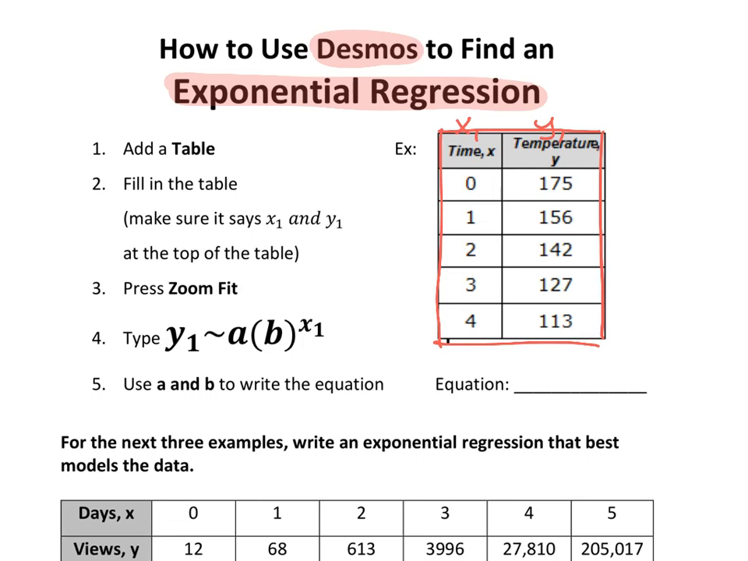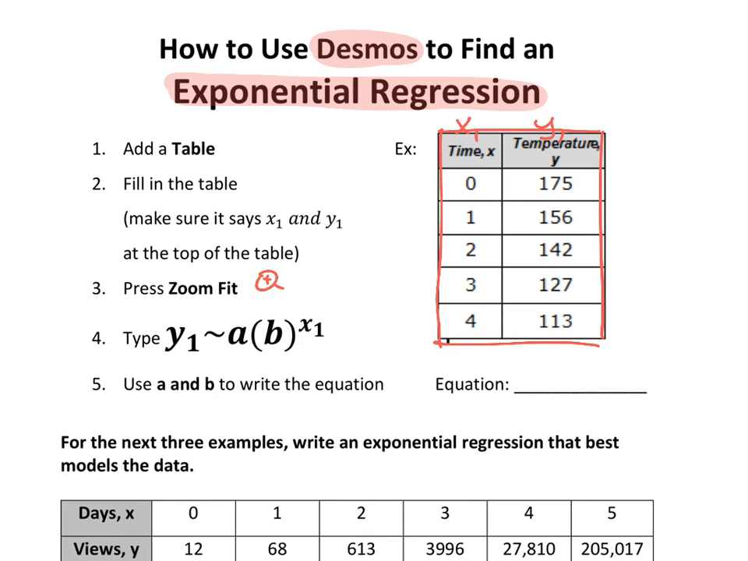Now, after you type in the table, you should press zoom fit, which is the button that looks like this. It makes a really weird choice for this particular problem. It kind of looks like they're linear. But they're truly exponential, and I promise, it will make sense when we type in the next part.